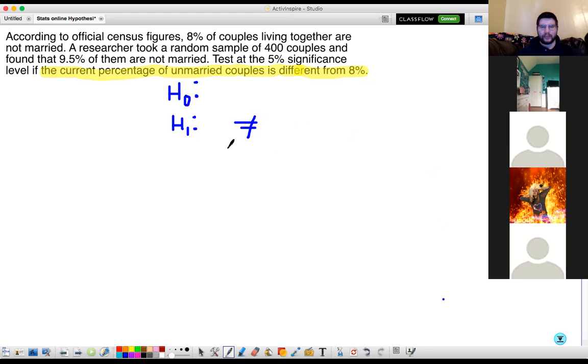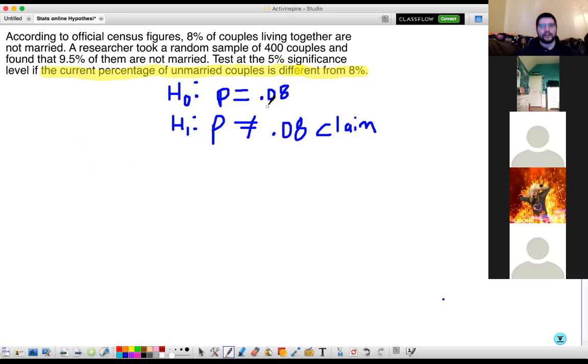Actually, not equal goes in the alternative. Remember, the null always has equality in it. So if it's equal to, greater than or equal to, or less than or equal to, that's what goes in the null. If it's not equal to, less than, or greater than, that goes in the alternative. So anything that does not have equality in it goes in the alternative. And this is again where our claim is. Okay.